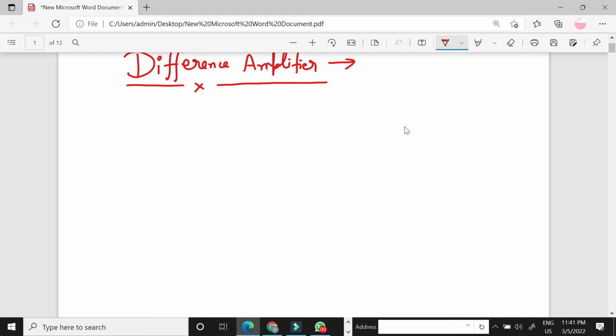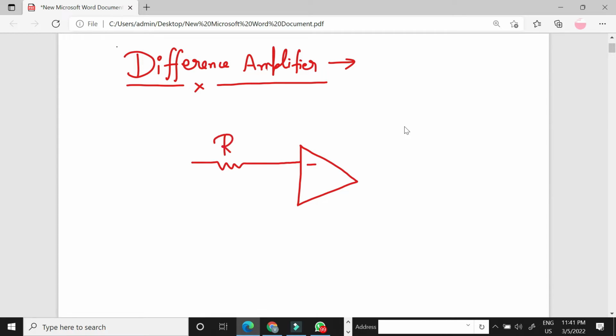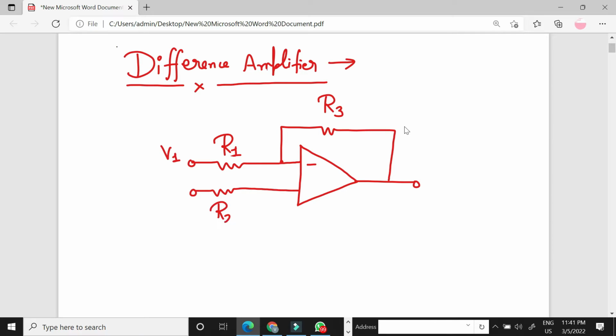So, the circuit of the difference amplifier is drawn like this. This is resistance R1. This is feedback resistor R3. Here the voltage is V1. Now this is resistance R2. Here is voltage V2 and this is resistance R4.